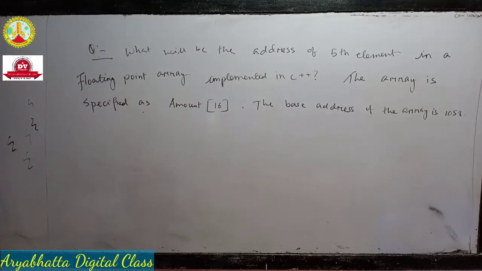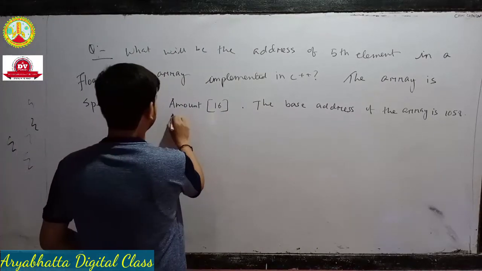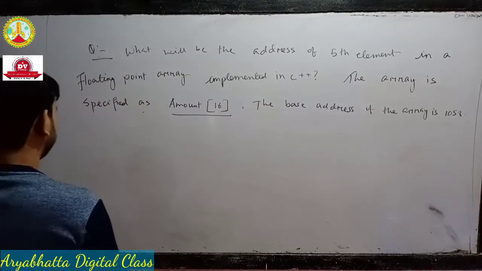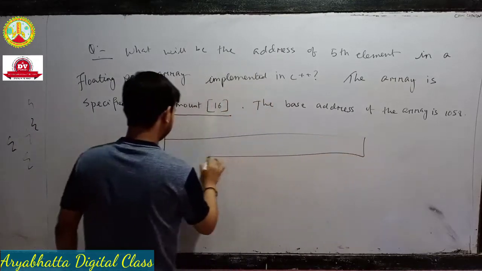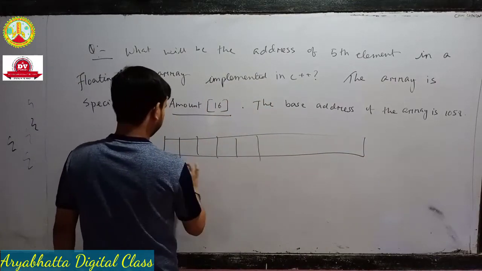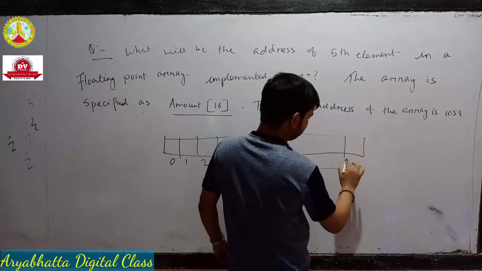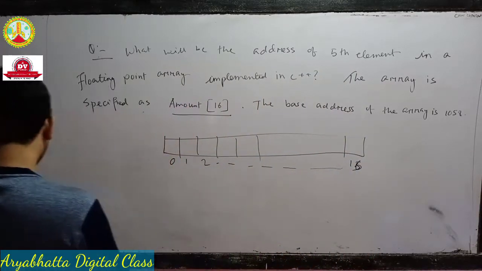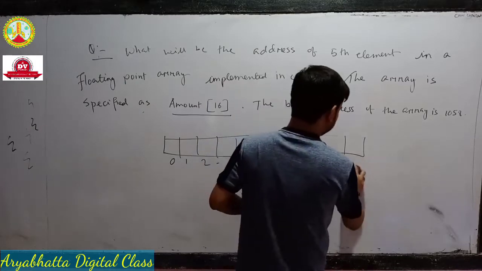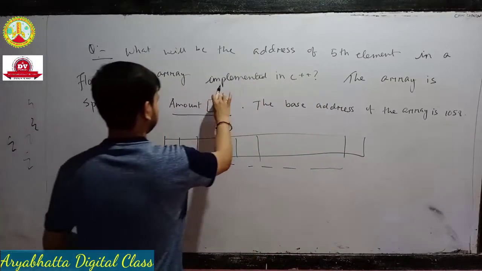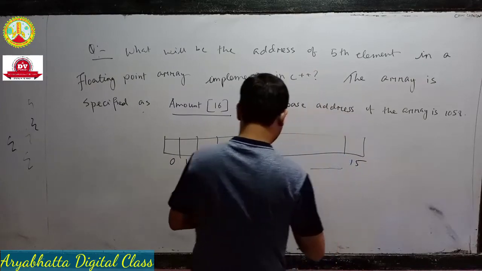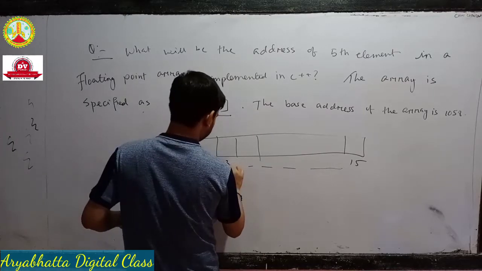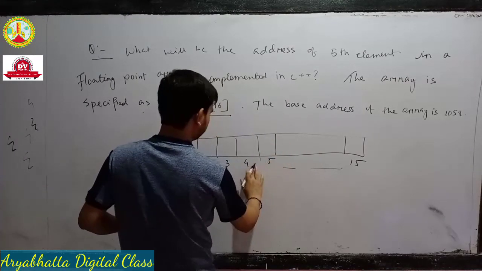Means there is an array. The array name is amount 16. Suppose this is an array. This array is starting from 0, 1, 2, going to the last one, which is 15. Sorry, amount 16, its index is 15, because 16 values means indices 0 to 15. We have to find the fifth element: 1, 2, 3, 4, 5.